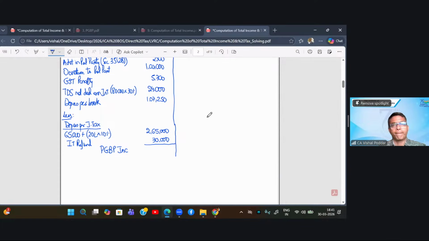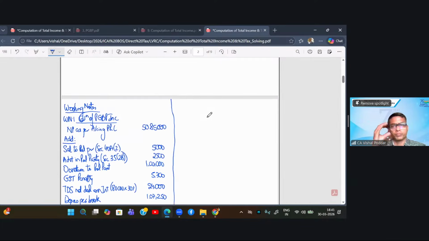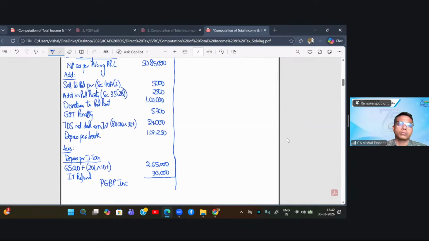Correct? And students, any questions or doubts in this? Yes, Aditya. Sir, how have we taken depreciation as per book, 1 lakh 7,250, how does it come? Sorry, I could not hear you. Can you be clearer? Your voice is not very clear. Maybe you can speak slowly so that I understand what you're saying.